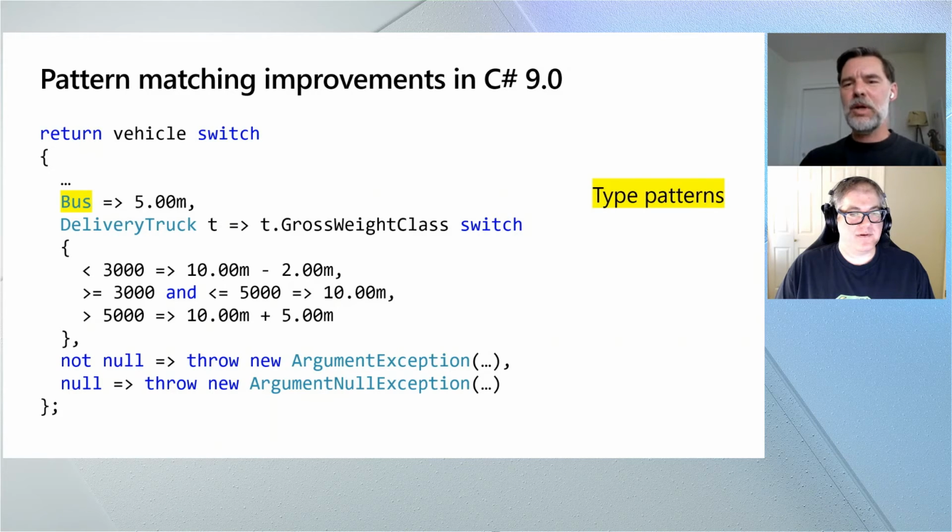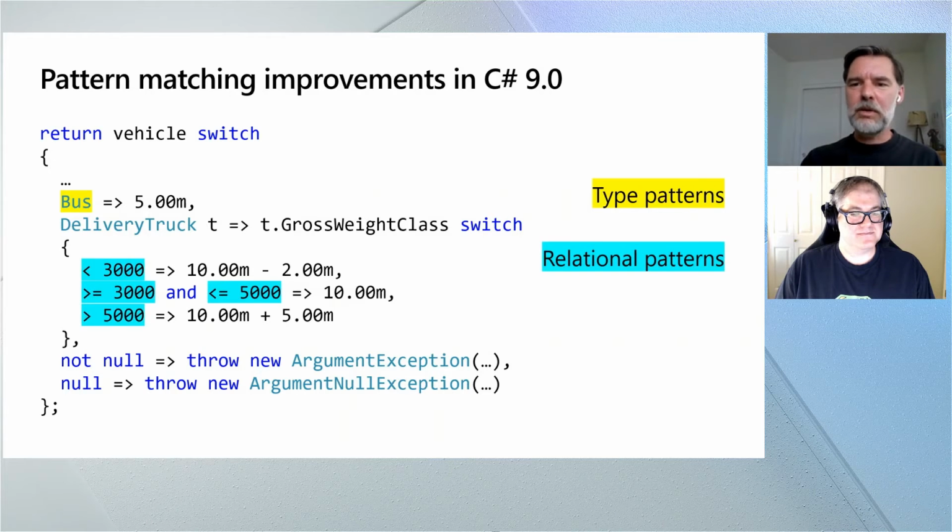One is that whenever you want to match on a type, you can just say the type. You used to have to also give an identifier. That's just a little syntactic improvement. But we have a couple of new kinds of patterns as well. One is a relational pattern, where you can take the usual relational operators of C# and now use them as a pattern. So less than 3,000 is now a pattern, and it matches any int that's less than 3,000. And you see that used in a few places here.